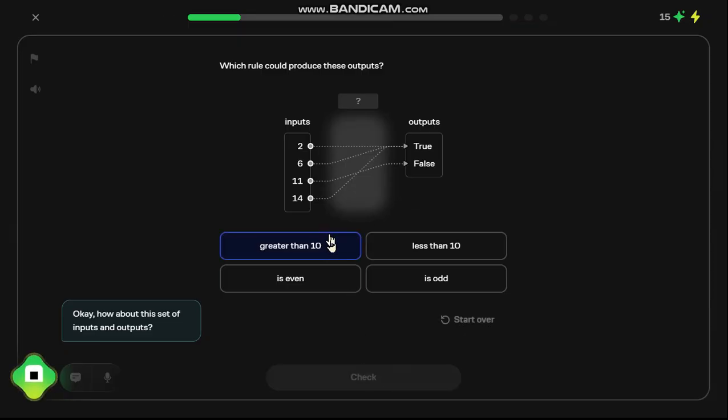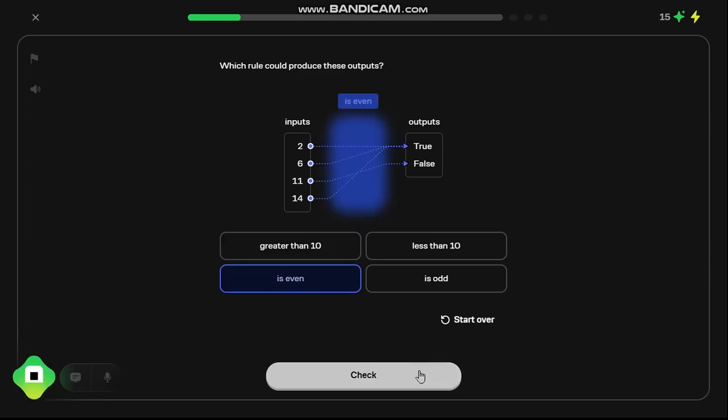Okay, how about this set of inputs and outputs? Okay, this is like true and false, right? Input and output. So I see 2, 6, 14 is true, and 11 is false. So it's like, even is true, and if it's not even, it's false.